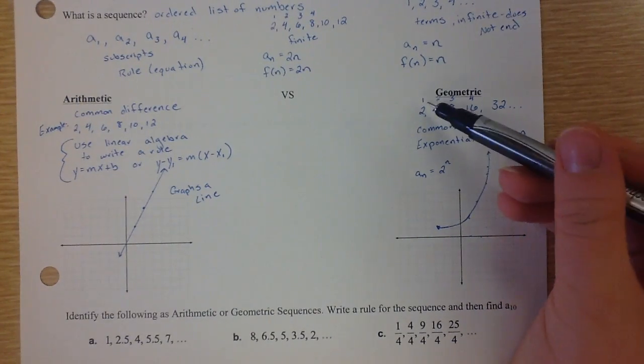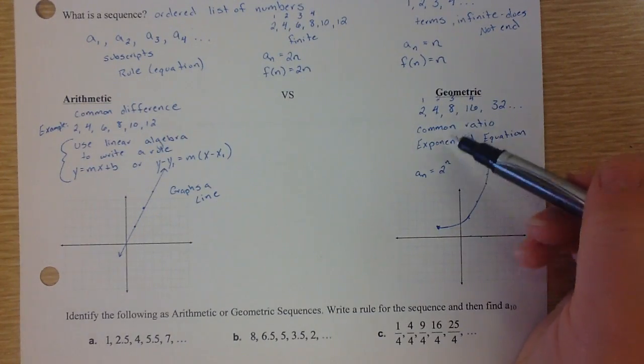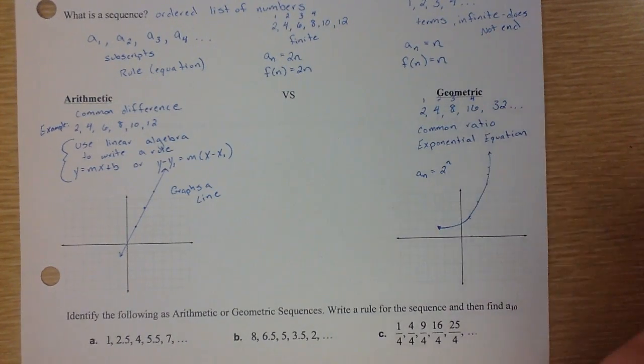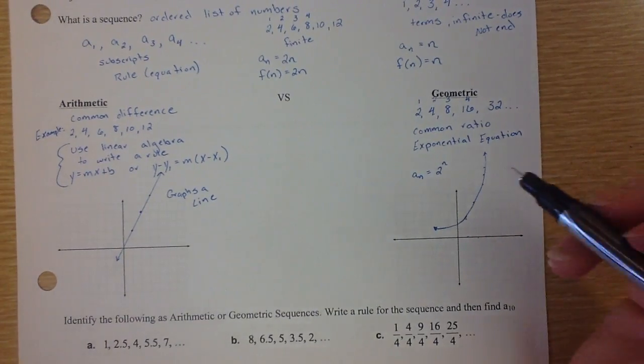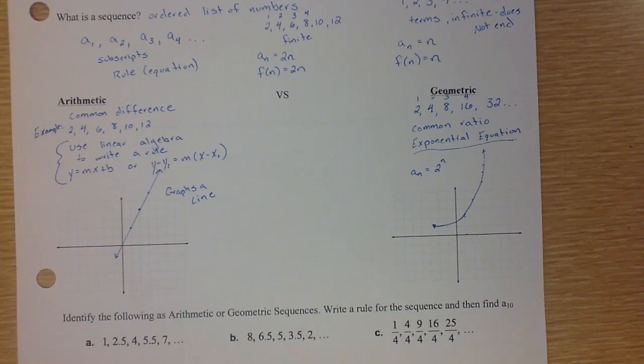Now let's double check it. When I put in a 1, I get out a 2. When I put in a 2, I get out a 4. When I put in a 3, 2 to the third is 8. When you put in a 4, 2 to the fourth is 16, and so forth. So you can always check your rule. So it's exponential. So it'll have an exponential equation.